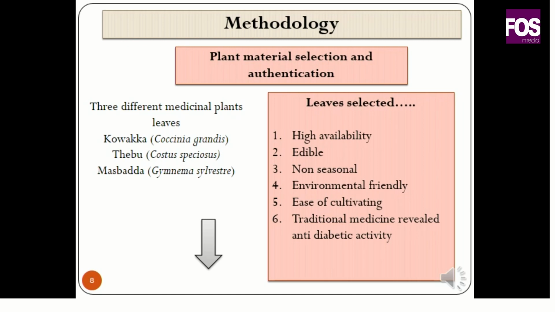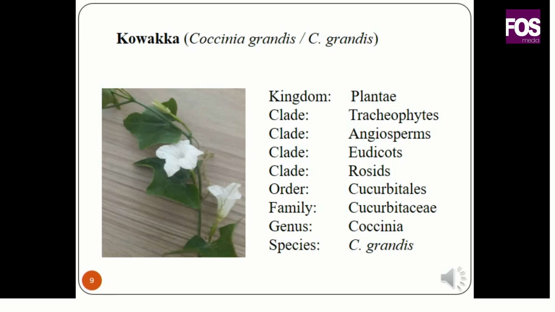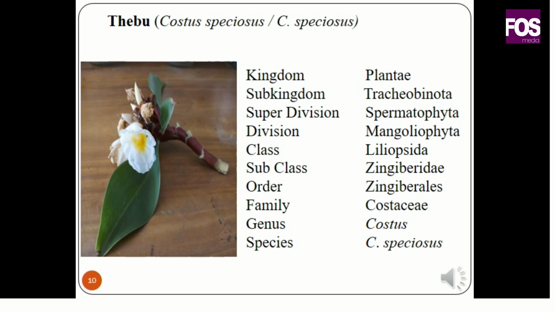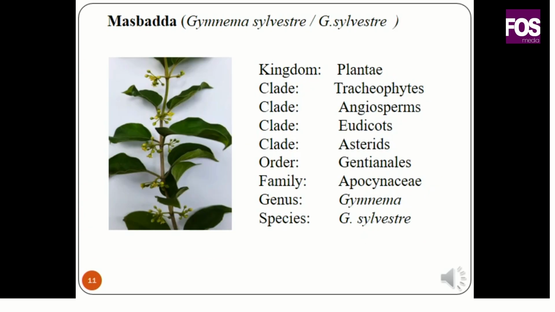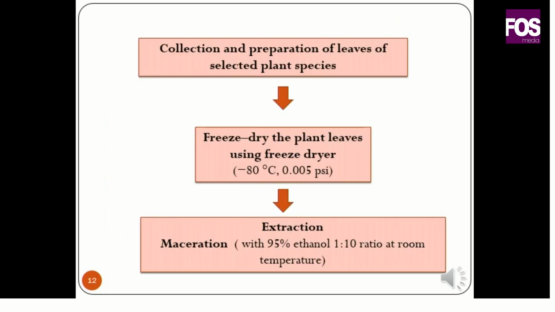Here you can see the classification of selected species starting from Coccinia grandis, common name Kovakka, Thebu, Costa species, Gymnema sylvestre, common name Mas Patha. Then the plant leaves were well washed and prepared for the freeze drying process. The leaves were freeze dried until they reached constant weight.